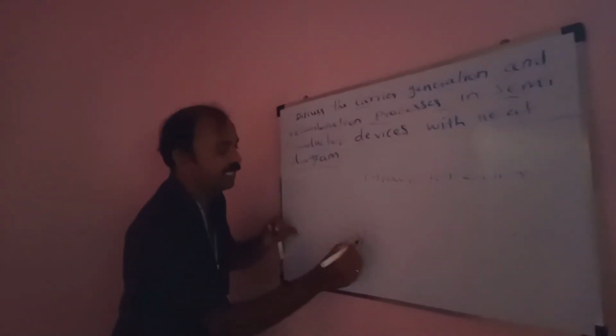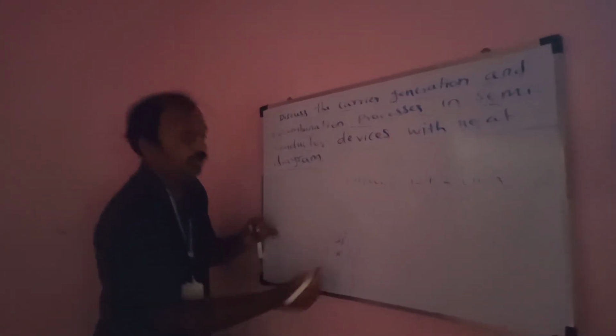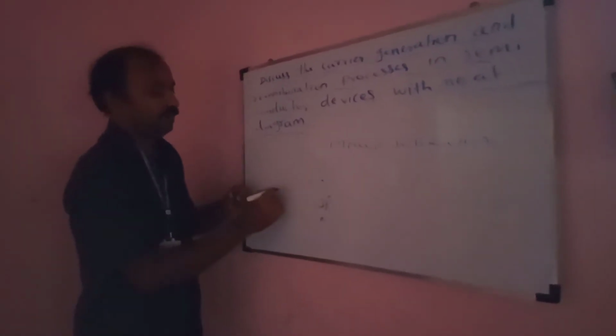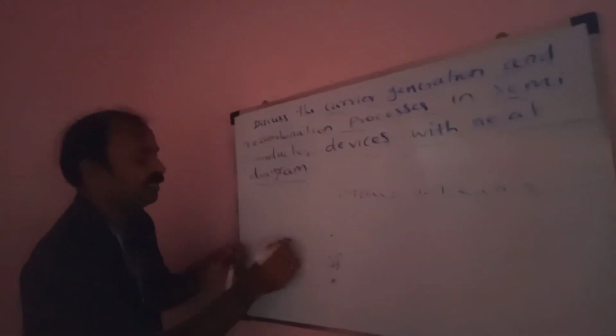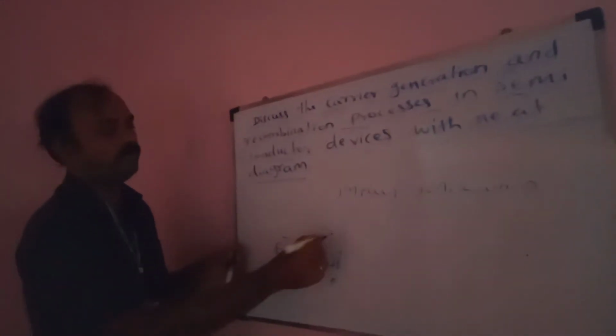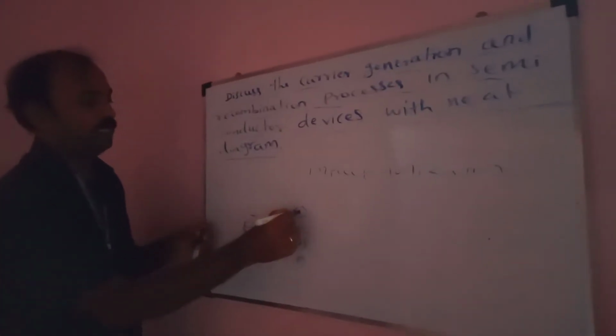So this is silicon. In the silicon atom, electrons are there. When this energetic electron coming from the electric field falls on the silicon atom, then one electron is there.